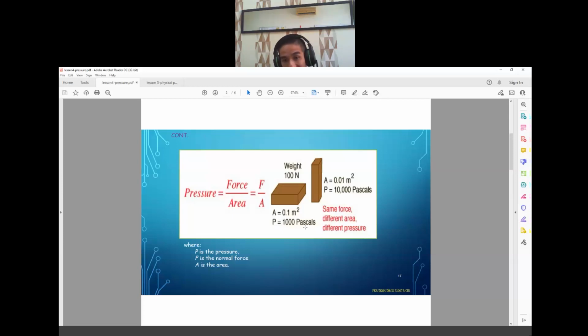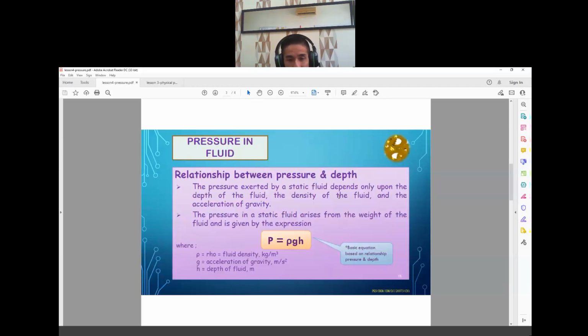If you take it from the side, it's two-dimensional, it's not a volume. If the area is slightly smaller, 0.01 meter square, then you will have more pressure: 10,000 Pascal. Okay, so this is one form of it.